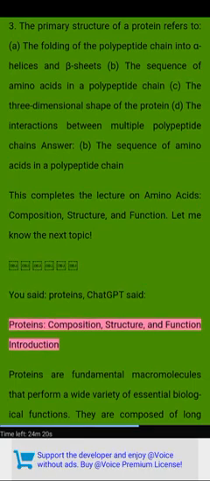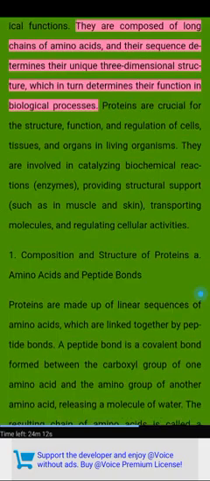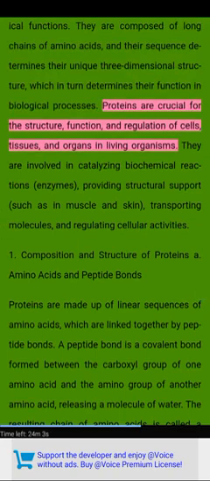Proteins, composition, structure, and function. Introduction. Proteins are fundamental macromolecules that perform a wide variety of essential biological functions. They are composed of long chains of amino acids, and their sequence determines their unique three-dimensional structure, which in turn determines their function in biological processes. Proteins are crucial for the structure, function, and regulation of cells, tissues, and organs in living organisms.